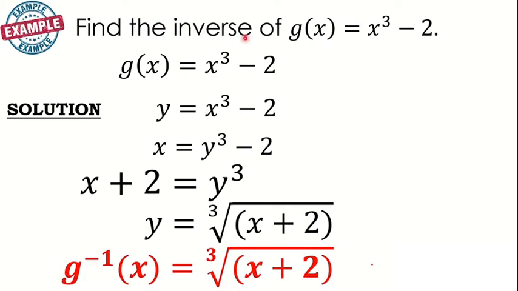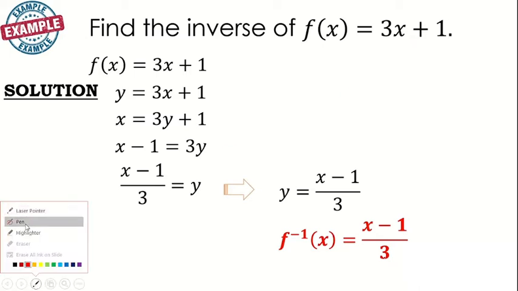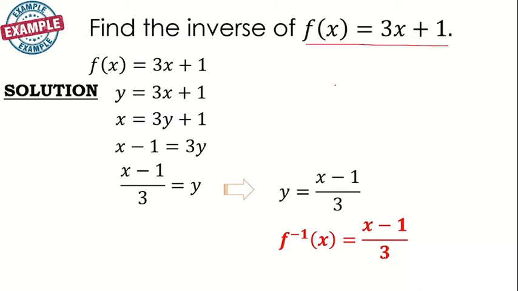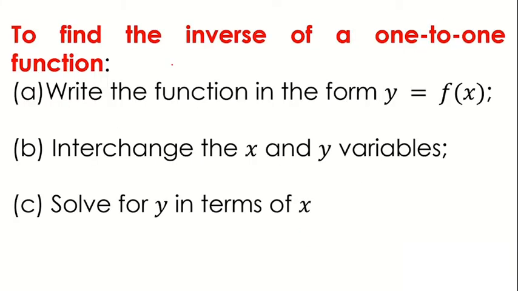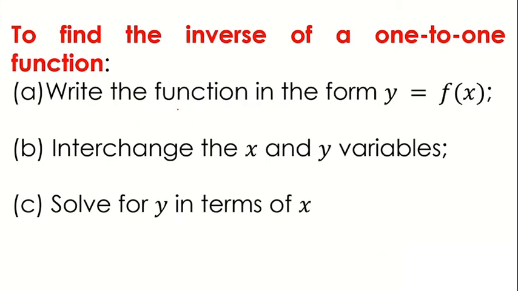We have another example here. Find the inverse of the function f of x equals 3x plus 1. Take note, this is our original function. In step 1, write the function in the form y equals f of x, the original form. Then f of x becomes y equals 3x plus 1. After that, step 2, interchange the x and y variables.